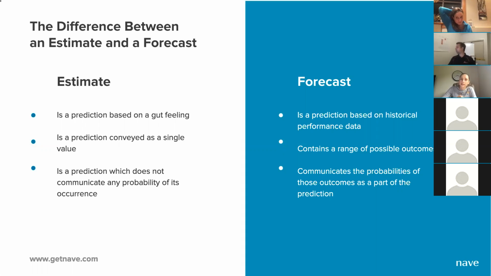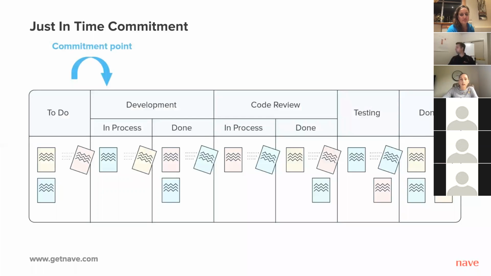Forecasts, on the other hand, are based on historical performance data. The prediction is communicated as a range of values and the probability of those values occurring. Forecasting is faster, cheaper, and much more reliable than estimating. In Kanban and in flow-based systems in general, teams commit to the individual task by making just-in-time commitments. Just-in-time commitment is a commitment that happens at the last possible moment. This is the moment when we start working on something.